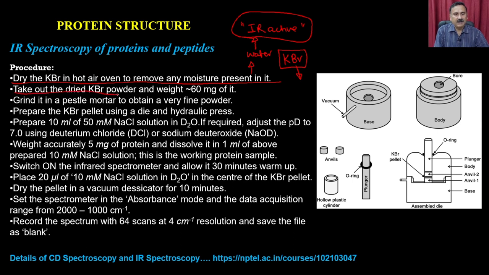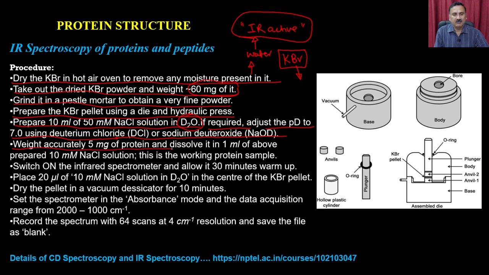You take out the dried KBr powder and weigh 60 milligrams of KBr. You grind the KBr in a pestle and mortar to obtain a very fine powder. Prepare the KBr pellet using a die and hydraulic press. This is the die and hydraulic press. Then you prepare 10 ml of 50 millimolar NaCl solution in D2O. If required, you adjust the pH to 7 using deuterium chloride or sodium deuteroxide. This means you are going to use deuterium derivatives of HCl and NaOH.